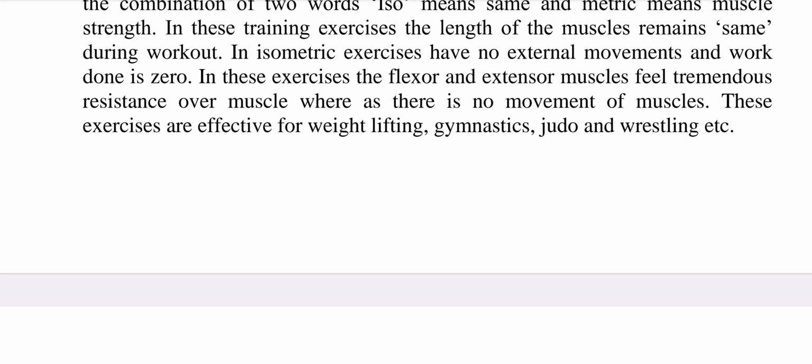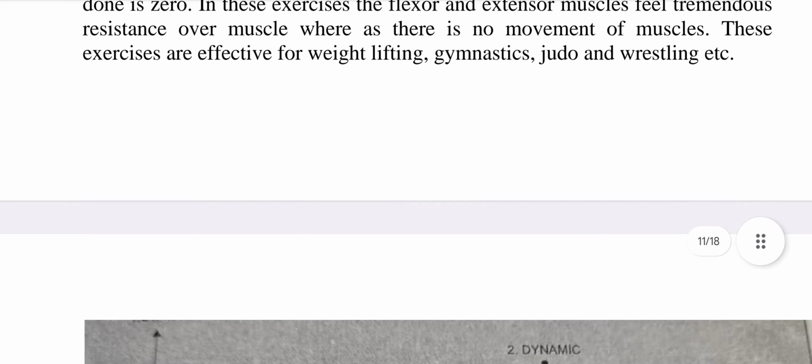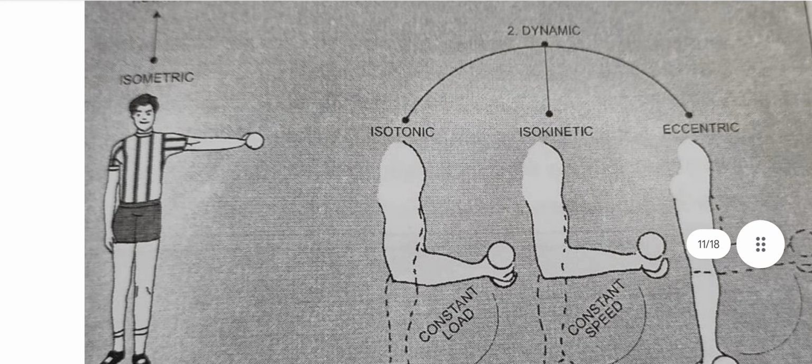In isometric exercises, there are no external movements and the work done is zero. In these exercises, the flexor and extensor muscles feel tremendous resistance, whereas there is no movement of muscles. These exercises are effective for weightlifting, gymnastics, judo and wrestling, etc.